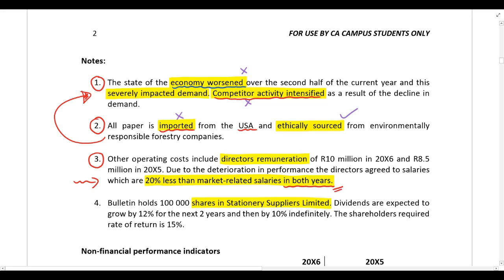It can't be used as a reason for the improvement in other operating costs, because in both years the directors had lower salaries. However, it can be used as a reason as to why Bulletin has performed better than the industry average, because we are assuming obviously that all other companies in the industry are going to pay their directors market-related salaries, unless we have any other information. So if they are paying market-related salaries and Bulletin's directors are taking salaries that are less than market-related salaries, that could be a potential reason as to why Bulletin has a better operating profit margin. All right, so that deals with profitability.